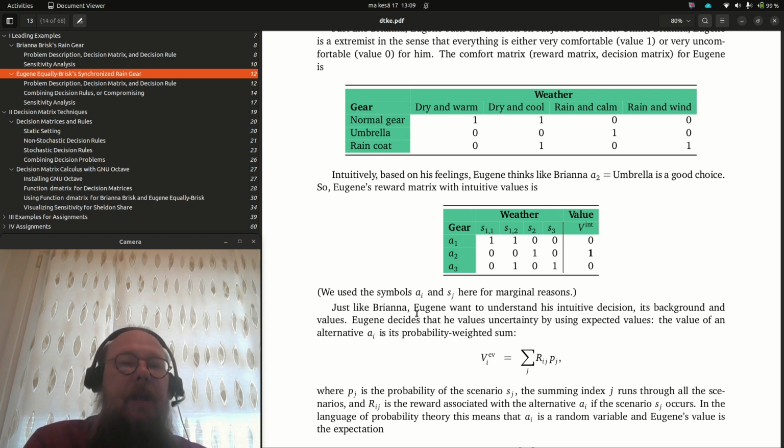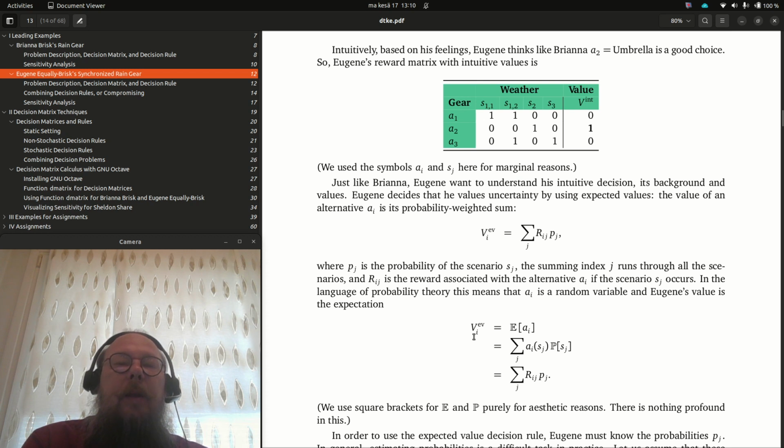So what is expected value? It is the value of AI, so alternative I, its probability weighted sum or expected value. So V_I, EV like expected value as a superscript. So I take a sum over J. So the rewards are R_IJ. So I is fixed here. So we are looking at the alternative I, and then different values it can get for J for different scenarios, and they are weighted with the probability of the scenario. So this is the expected value rule for decisions.